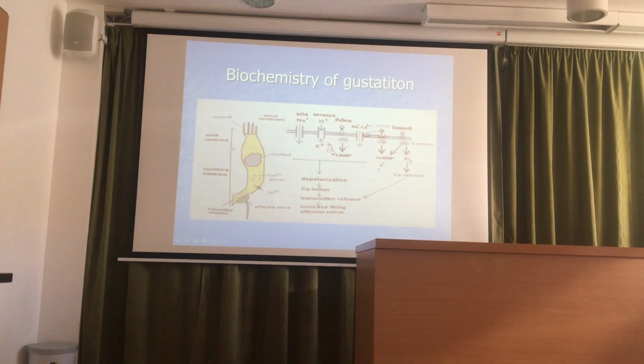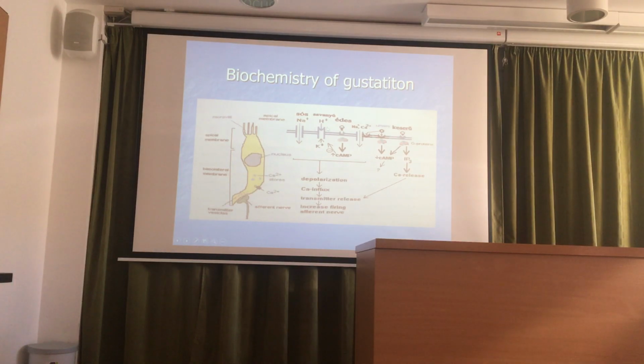How is it going on, and what is the mechanism of tasting? How do we analyze different kinds of foodstuffs and chemicals? Basically, if we eat salt, the sodium ions will cause depolarization and will cause neurotransmitter release and increased firing of afferent nerves. Okay, so the sodium ions will cause the depolarization.